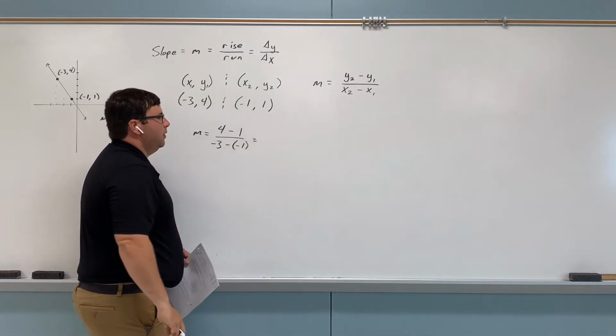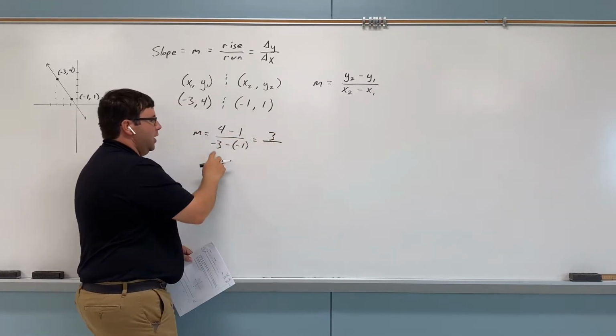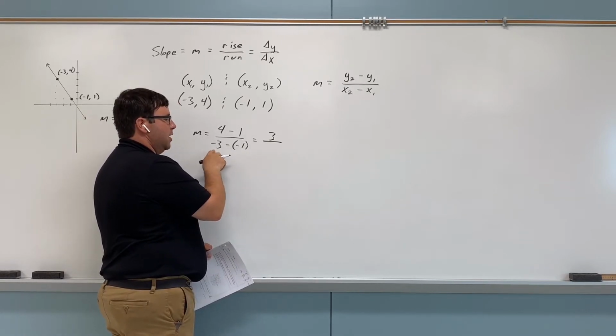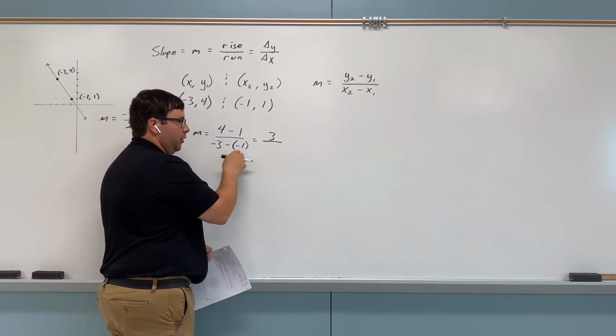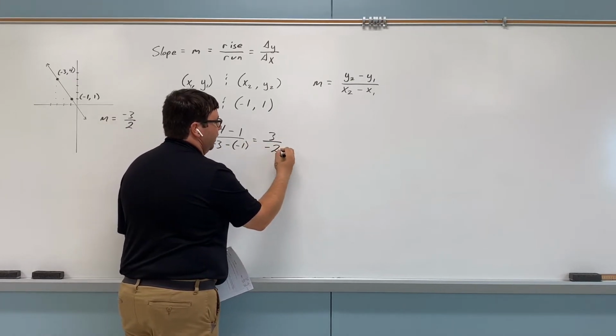All right, let's work through it. 4 minus 1 is 3. Negative 3 minus a negative 1. Well, that's like negative 3 plus 1, because double negatives make that positive. So it's negative 3 plus 1, which is a negative 2.